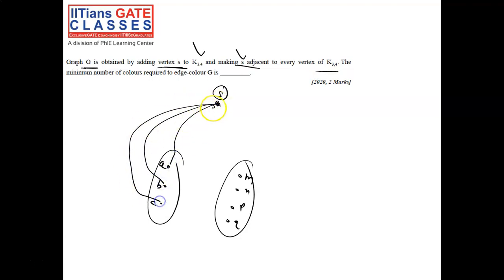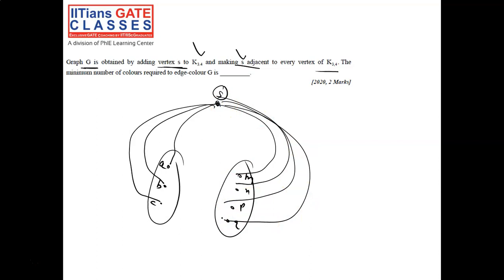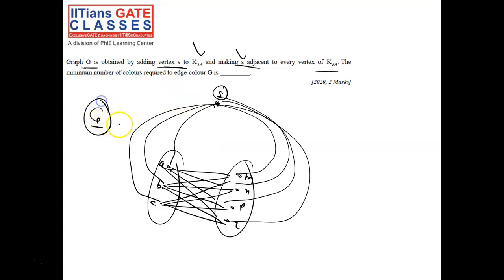So this S, we make it adjacent to every vertex. This is what we do. And of course this K34 itself is a complete bipartite graph, so you already have all these kinds of edges. Now this is the graph he is talking about. So this is the graph G.